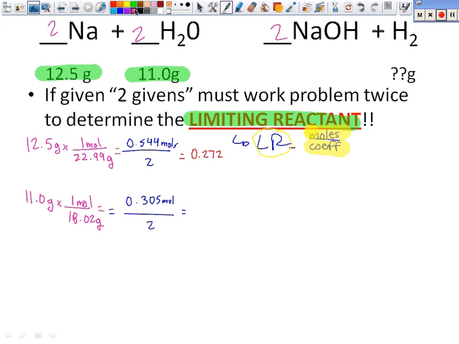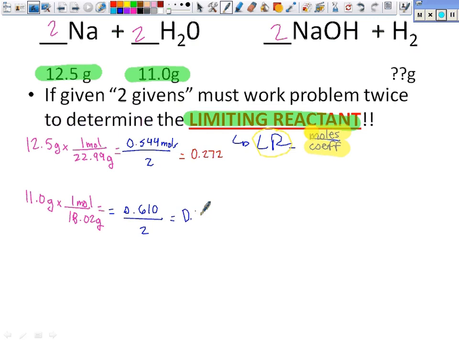What is 11 divided by 18? All right, 0.6 what? 0.610. Then divide that by 2. So now it's 0.what?